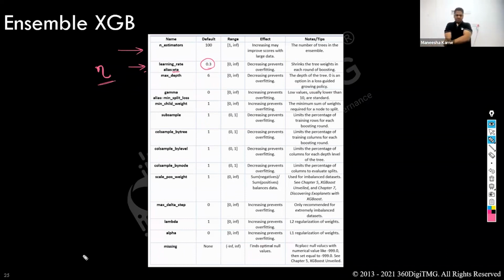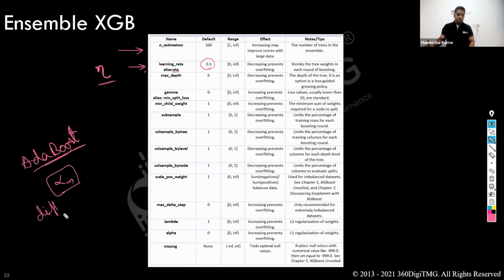So, as opposed to gradient boosting, in extreme gradient boosting, different iterations are given different weights. In AdaBoost, what happened? Was equal weightage given? No. Different weightage was given for different iterations. In gradient boosting, what happened? Constant.